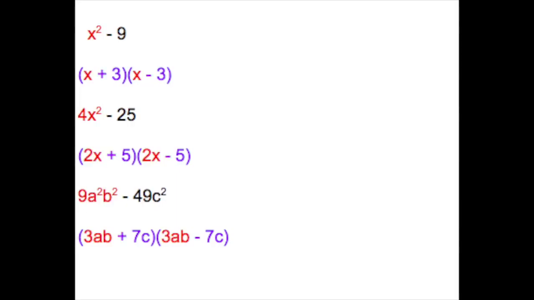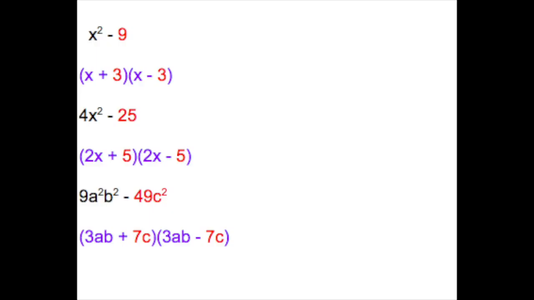The first term of each factor, as highlighted in red, will be the square root of the first term of the polynomial, also highlighted in red. And the second term in each factor, highlighted in red, will be the square root of the second term of the original polynomial, also highlighted in red.